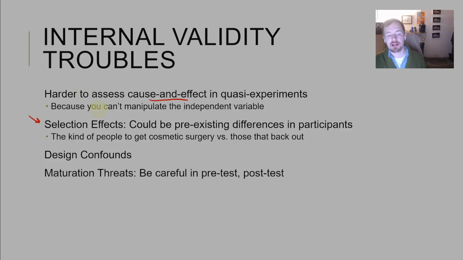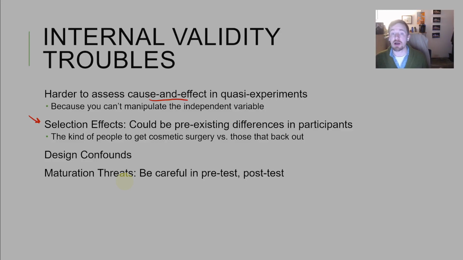There can be other design confounds, like a maturation threat. A maturation effect would be where people naturally change from the pre-test to the post-test. So if we are talking about the cosmetic surgery, and we're looking at people right after they got it versus later on down the line, like a year later.